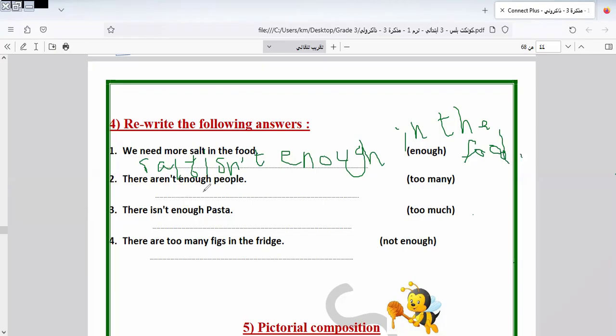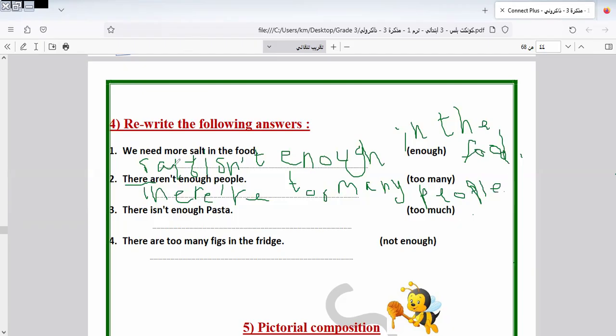It will be here: there aren't enough people. So we say there are too many people. There are too many people. Okay. I will leave the last two sentences to do by yourself.